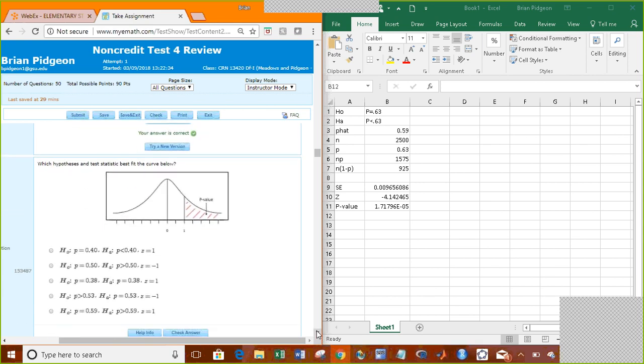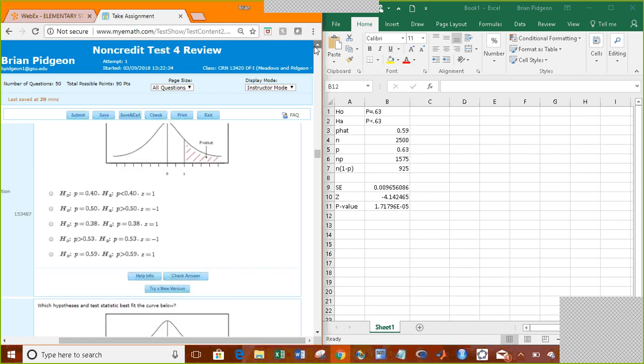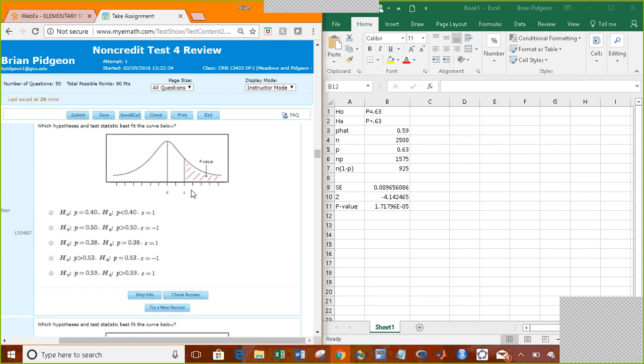What hypotheses and test statistic best fit the curve below? Well, we've shaded, so basically, this p-value we find is the area under the normal distribution. So in this case, we're greater than 1, so that tells us our alternative hypothesis is greater than something. And it's greater than 1, so that means our z is 1, and we're greater than some value, so it has to be this one. And I got 1 by this one right here.